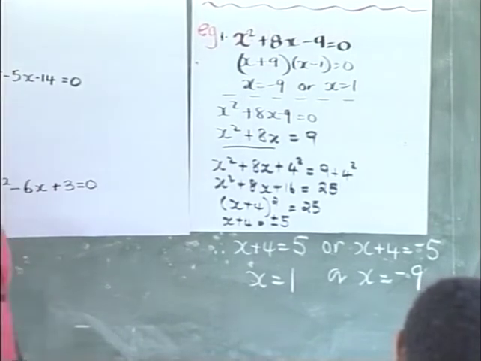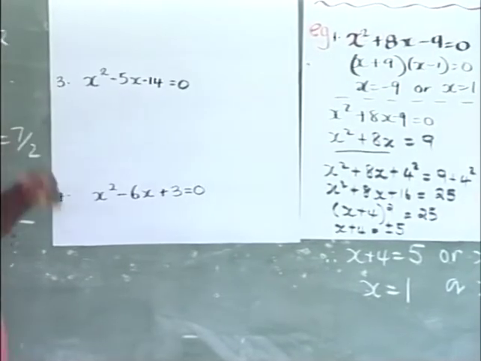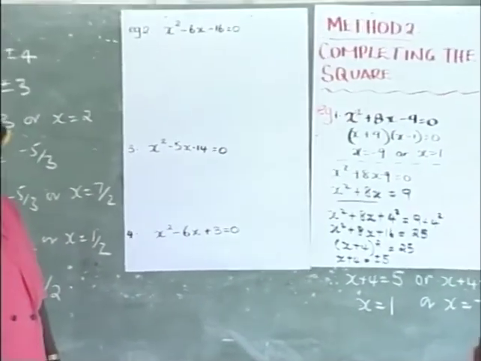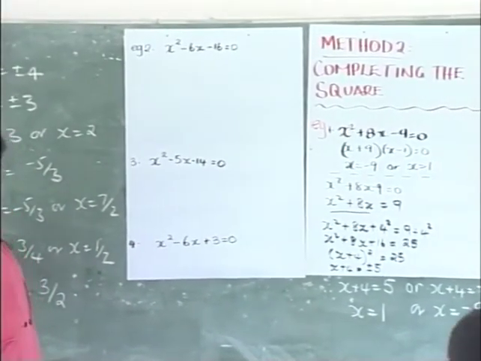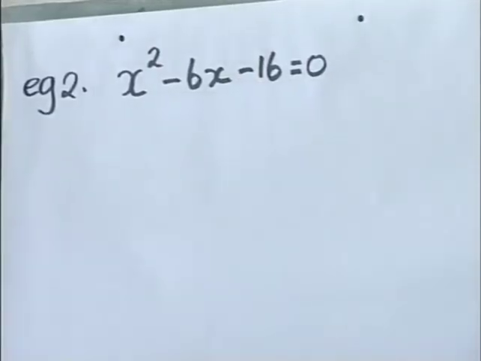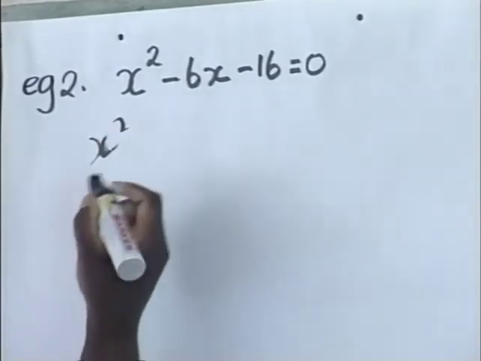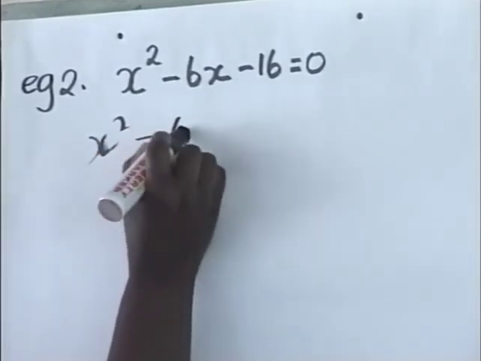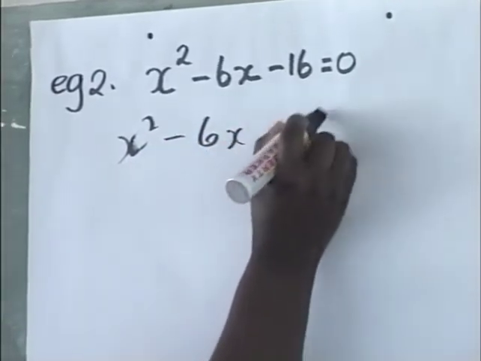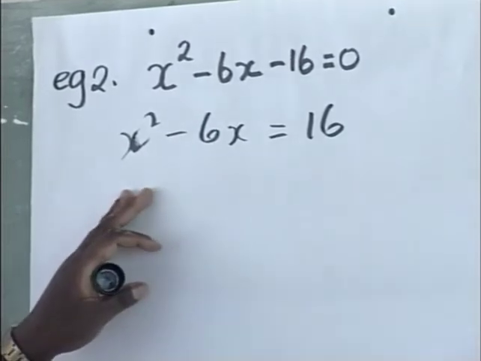Clear? Okay, we are going to go through example 2 and then I'll see if you can do example number 3. First we have to move 16 to the right hand side. So we will have x squared minus 6x equals 16.